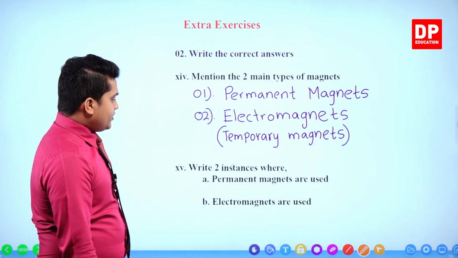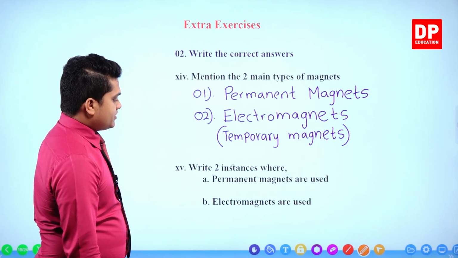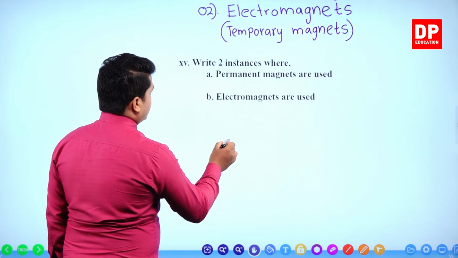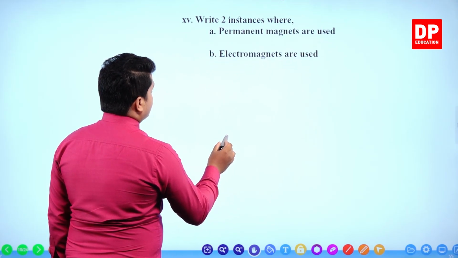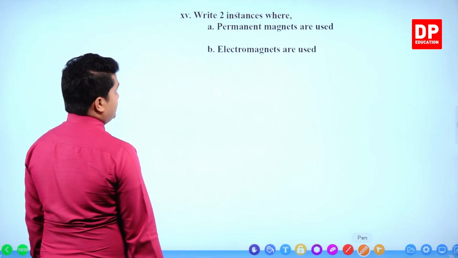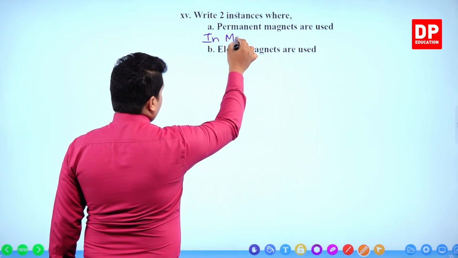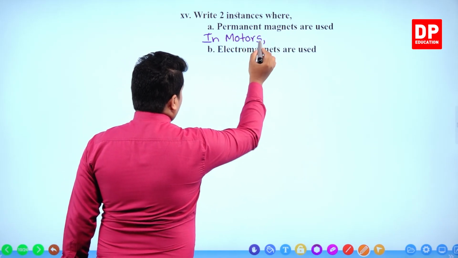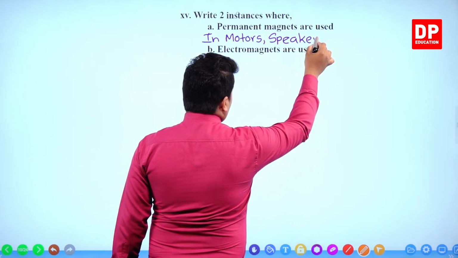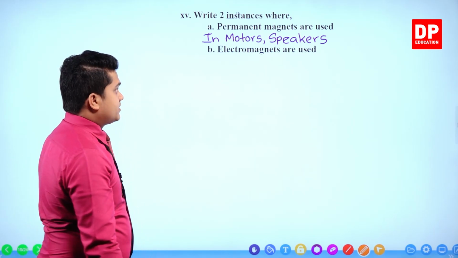Question number 15. Write two instances where permanent magnets are used, and where electromagnets are used. All right. So, instances where we use permanent magnets: permanent magnets are used in motors and in speakers.